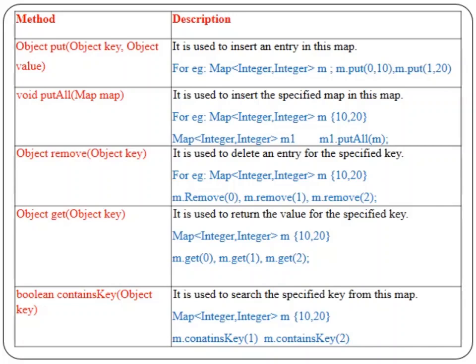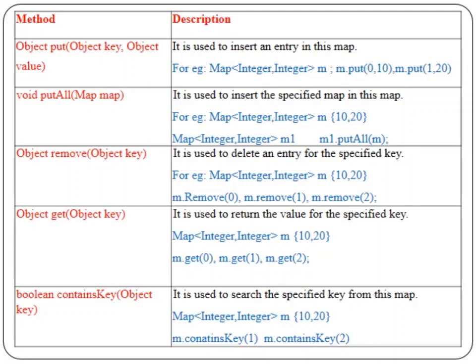Next method is get. The get is a method which is used to retrieve the value associated with a key. Whenever I want to retrieve a value, I am going to retrieve it with the help of a key. So it is used to return the value of the specified key. For 10 the specified key is 0, for 20 the specified key is 1. So get(0) means for the 0th key the value is 10.